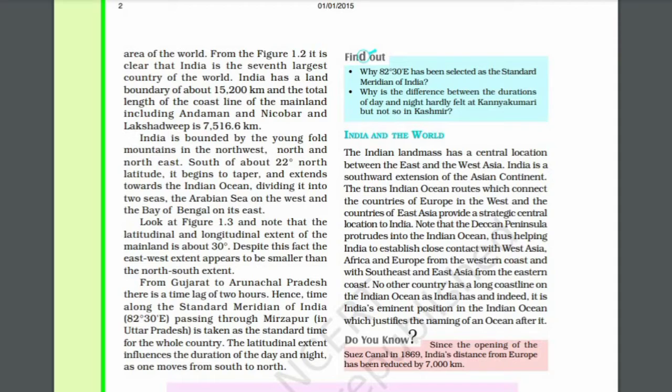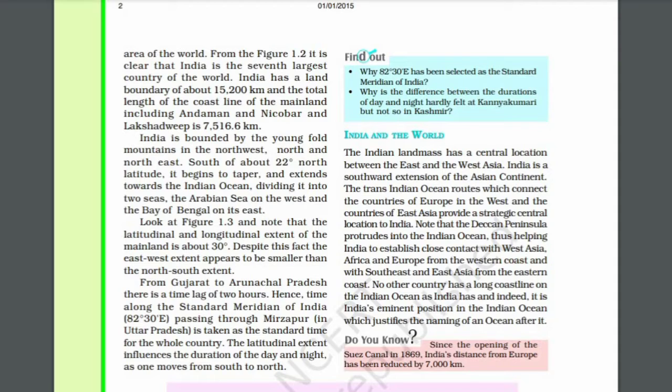Note that the Deccan Peninsula protrudes into the Indian Ocean. The Deccan Peninsula, what is meant by peninsula? Peninsula is a landmass surrounded on 3 sides by water. The lowest portion of India, the southern portion of India, appears as if it is protruding into the Indian Ocean, thus helping establish close contact with West Asia, Africa and Europe from the western coast, and with Southeast and East Asia from the eastern coast.